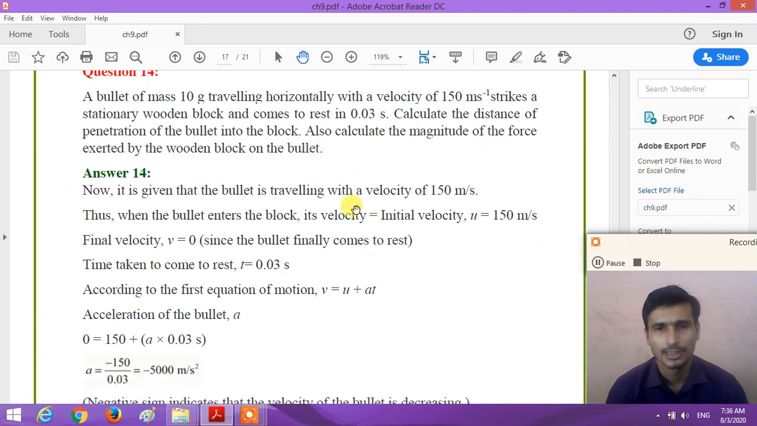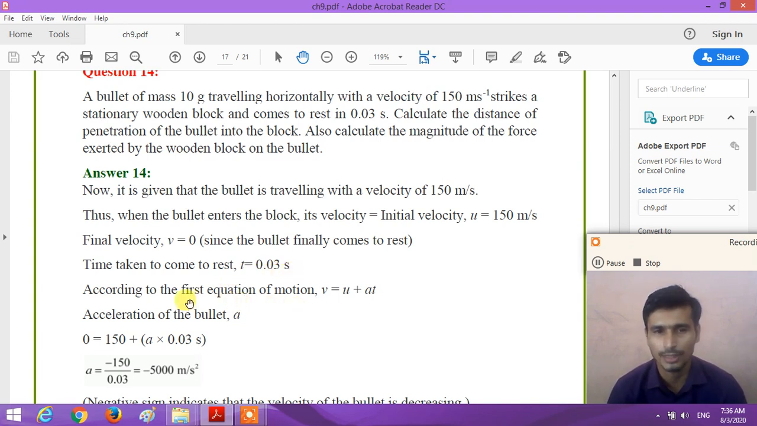So dear student, here it is given that the bullet is traveling with a velocity of 150 meter per second. So the initial velocity of the bullet, u, is equal to 150 meter per second. After striking the stationary wooden block, the bullet comes to rest. That means the final velocity becomes 0. Time taken to come to rest, t, is equal to 0.03 second.